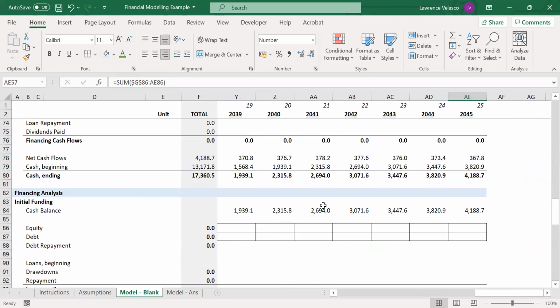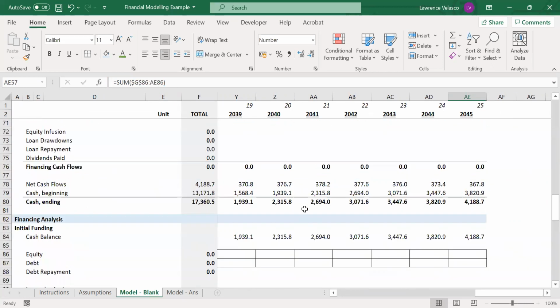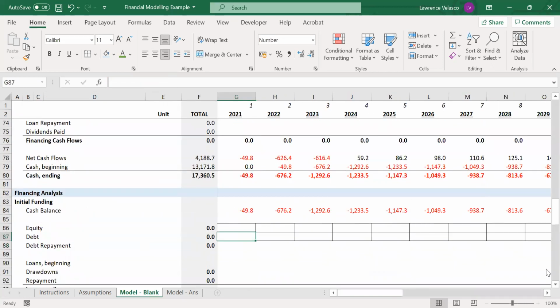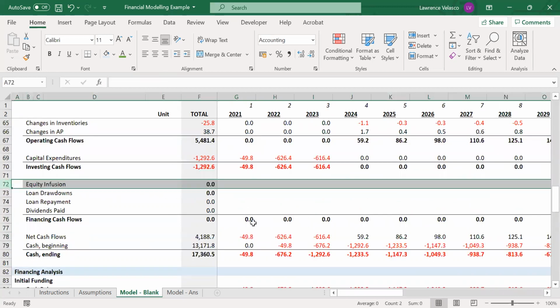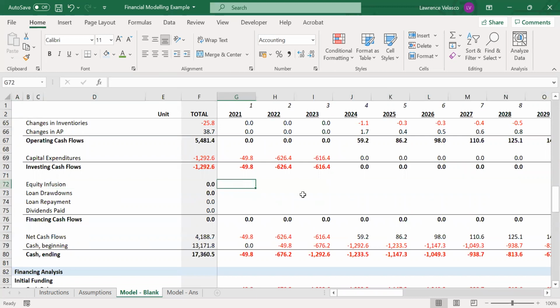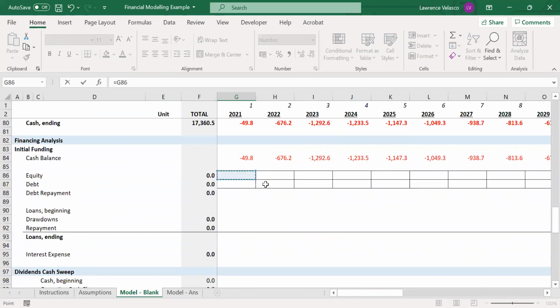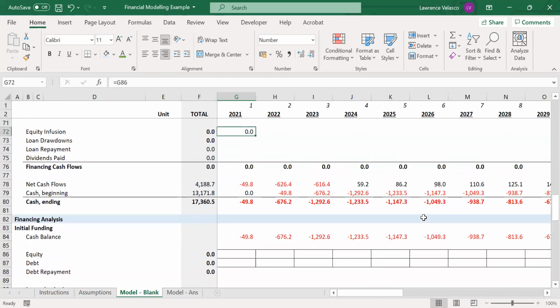The second thing that we need to connect is debt. Okay, where else is equity connected? It is also connected here in the statement of cash flow, in the equity infusion. So you need to connect it. The equity infusion should be connected here for every year, because this is where you put how much the equity is for each year. So let's connect it there.